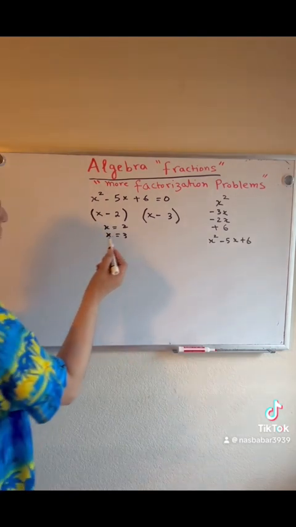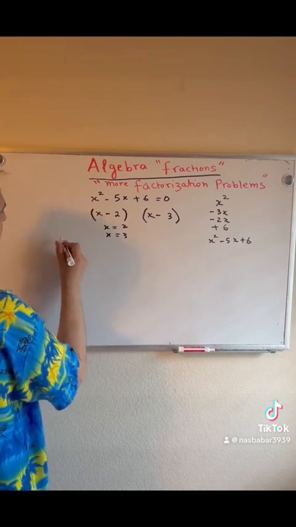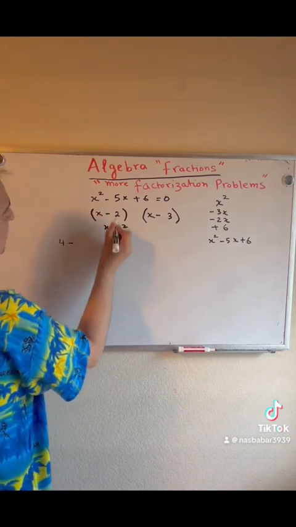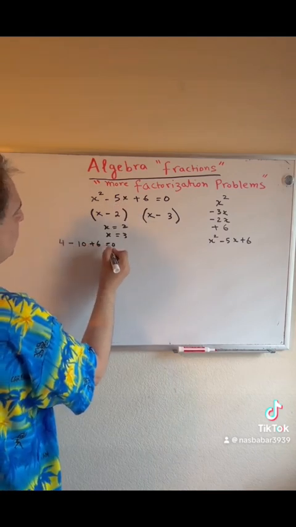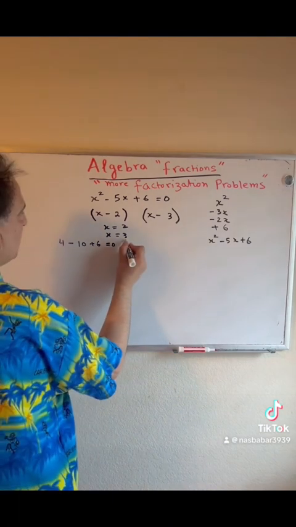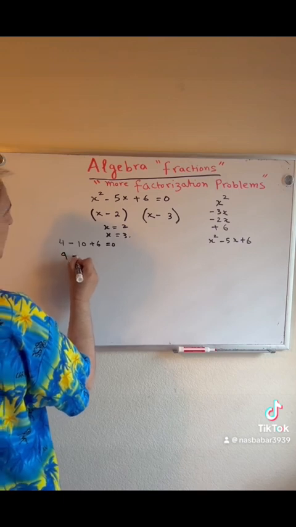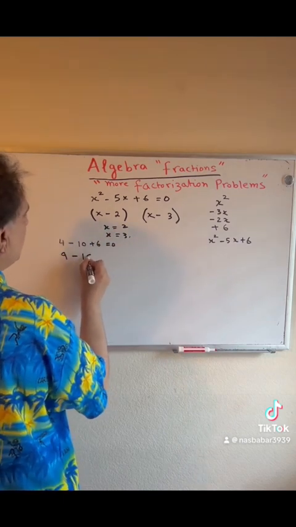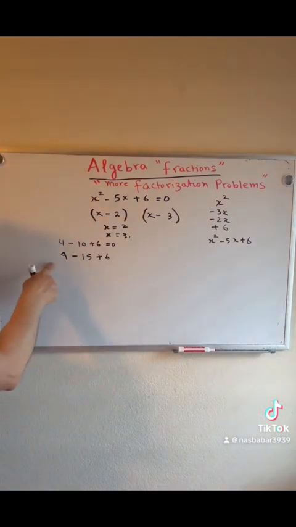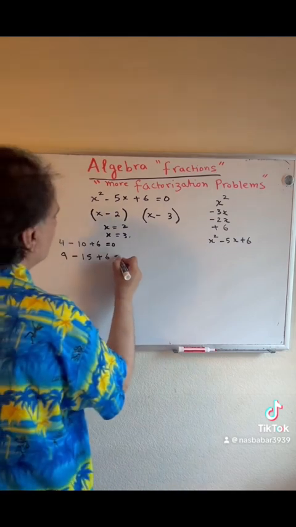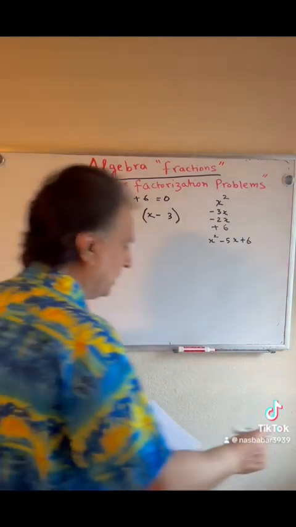And we can check. If you plug 2 into x squared, you get 4, minus 5 times 2 is 10, plus 6, that's equal to 0. Now let's check the second answer, which is 3. 3 squared is 9, minus 5 times 3 is 15, plus 6. So minus 15 plus 9 is minus 6, plus 6 is equal to 0. So that checks out. Let's look at another problem.